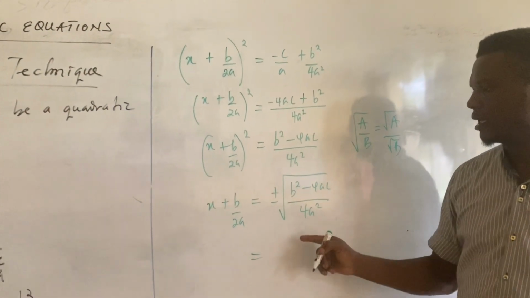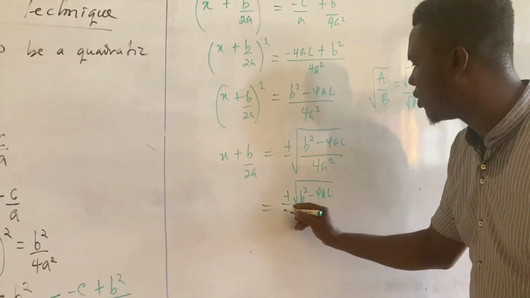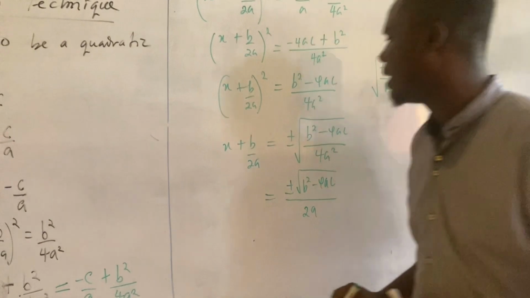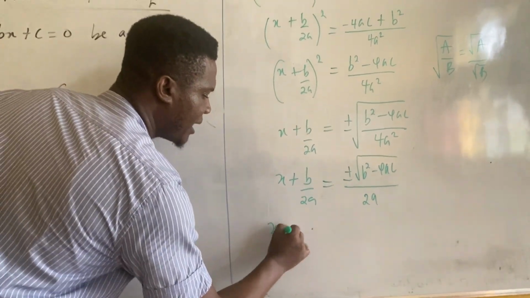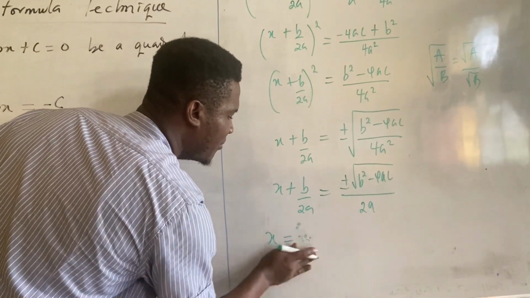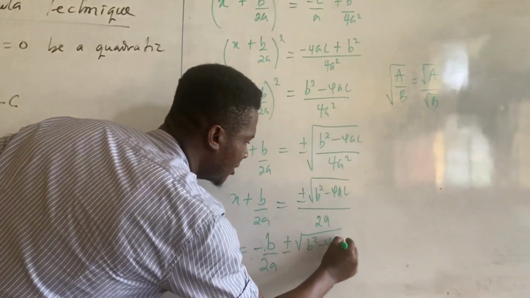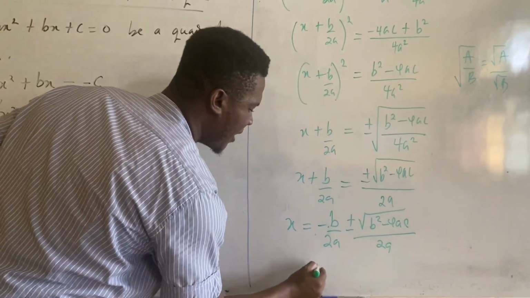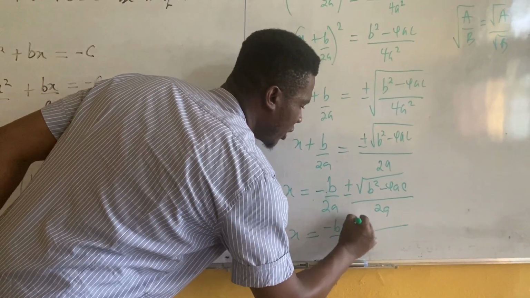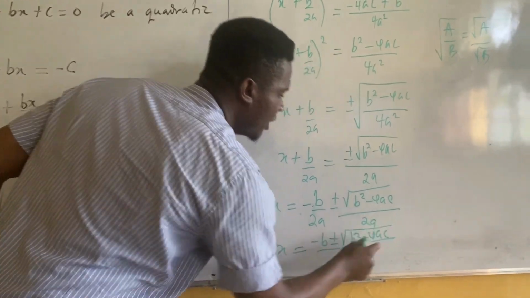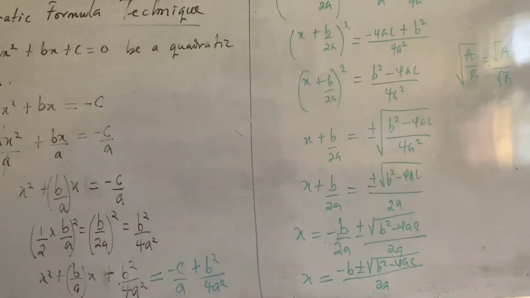Okay? So if I use this technique here, this would give me the square root of b squared minus 4ac all over the square root of 4a squared, which is 2a. And this will give me x plus b over 2a. If I make x the subject of formula, I'm going to have minus b over 2a plus or minus the square root of b squared minus 4ac all over 2a. And that gives me my final result, x equals minus b plus or minus the square root of b squared minus 4ac, all over 2a, because the LCM is 2a. So this is the quadratic formula. Minus b plus or minus square root of b squared minus 4ac all over 2a is the quadratic formula.